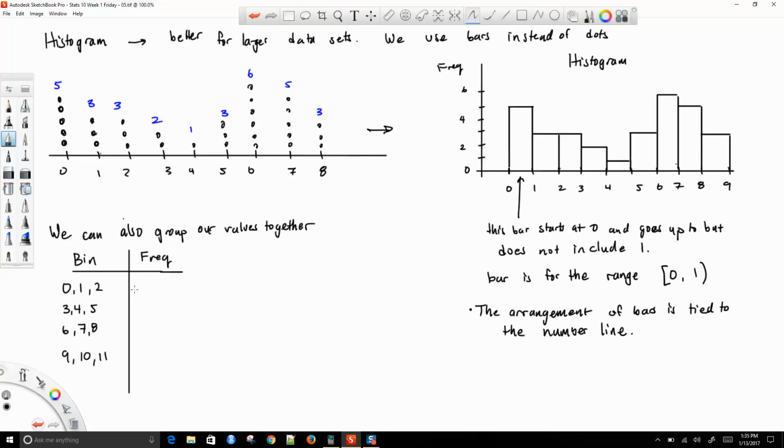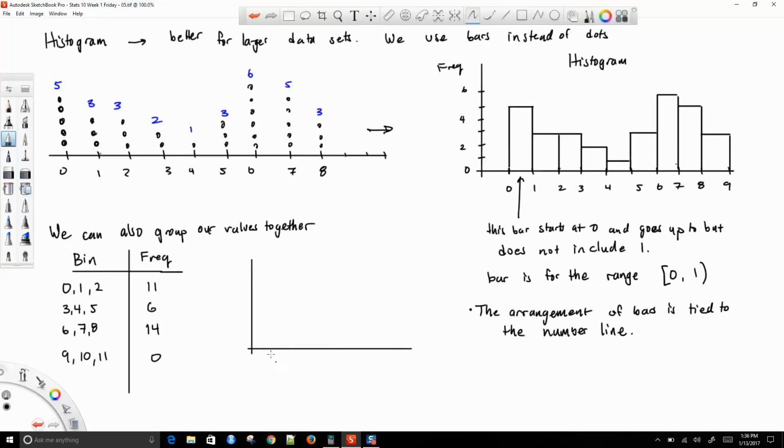So I have 5, 3, 3. I have a total of 11 in that bin. At 3, 4, 5, I have a total of 6 in this bin. And 6, 7, and 8, I have 14. And 9, 10, 11, I didn't even bother putting any values there. I have 0.